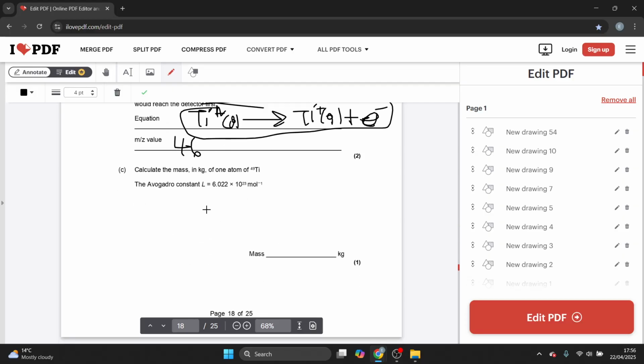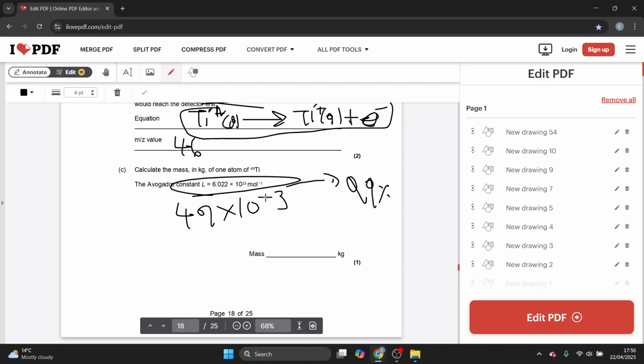Calculate the mass in kilograms of this. Well, the mass is just going to be 49 times 10 to the power minus 3. And again, like I always say, if they've given you the Avogadro constant, 99%, I'm going to change that hopefully. I'm going to ask my teacher, is that factually true? If they give it to you then 100%. But for now, I'm just going to say 99% over Avogadro's constant. And you get 8.1 times 10 to the power minus 26.